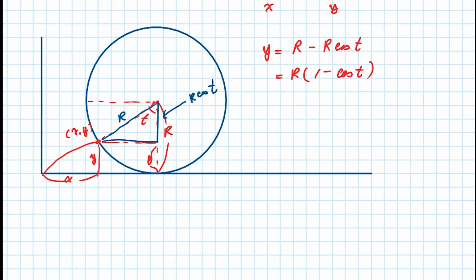And the X coordinate, of course, is this whole thingy, minus this part, which is R sine T, isn't it? So somebody tell me, what is this whole thingy? Come on, we've seen it before.